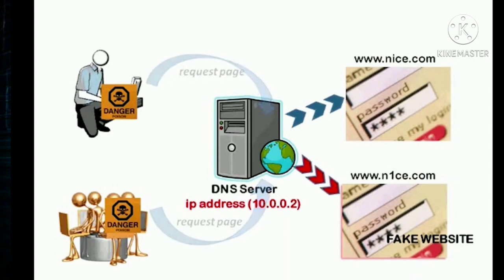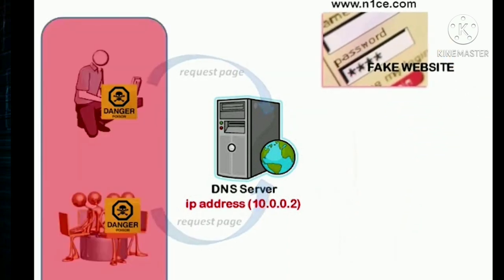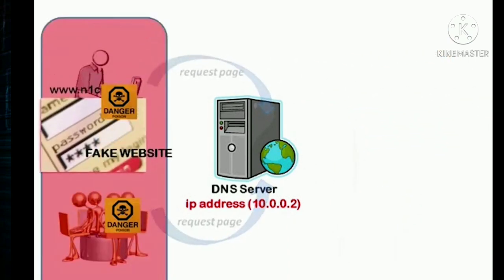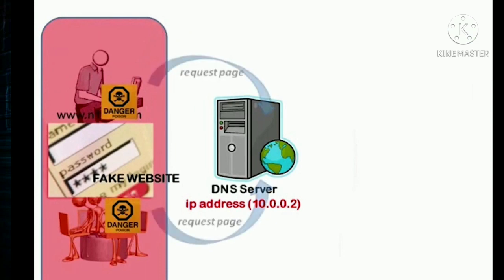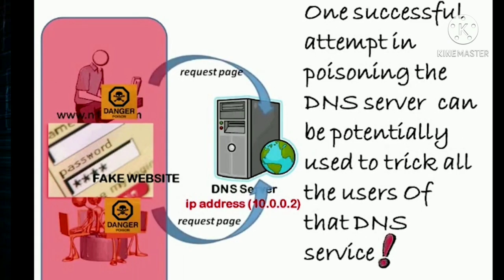Once the attacker has managed to get the users to visit the fake website, there are many ways in which the user can be tricked into revealing his or her credentials or giving out personal information. The beauty, or let's say the infamy, of pharming over phishing is evident from the fact that one successful attempt in poisoning the DNS server can potentially be used to trick all the users of that DNS service.